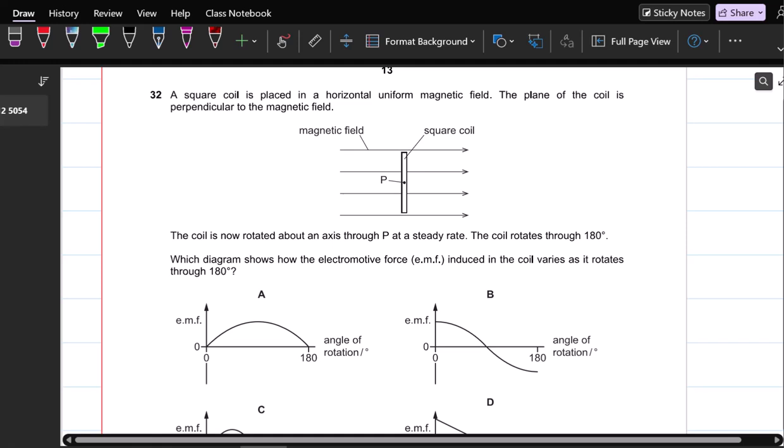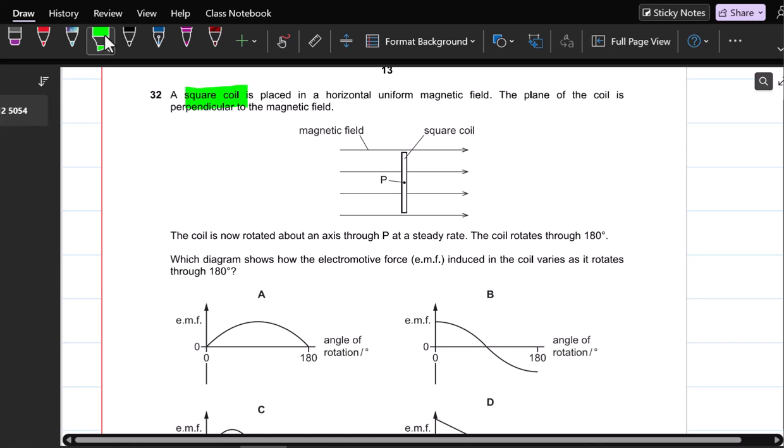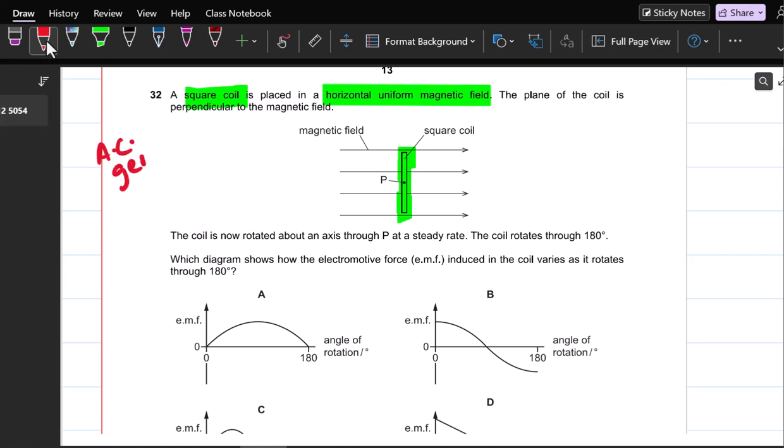Now we are on question 32. In question 32, a square coil is placed in a horizontal uniform magnetic field. ये बेटे आप देख सकते हैं, this is a square coil. ये एसी जनरेटर से रिलेटेड हमारा कंसेप्ट है. एसी जनरेटर में आपको बताया गया था that you have to use which coil, rectangular coil. This time they are using here a square coil. The plane of the coil is perpendicular to the magnetic field.